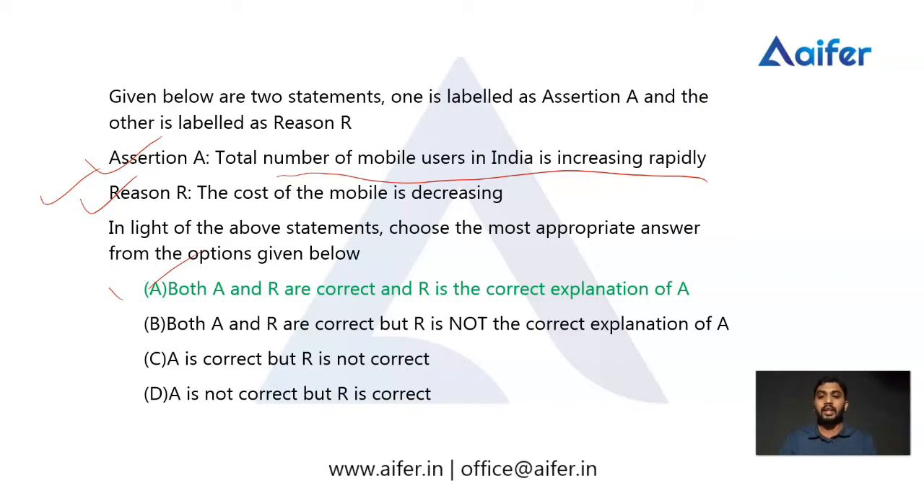When it comes to the reason, the cost of the mobile phone is decreasing. We know very well that most of the people in India are poor. They don't have enough money to live. There is underemployment in India. People don't have good jobs. They are suffering to get food and drink water.